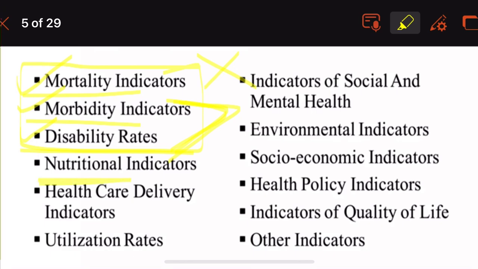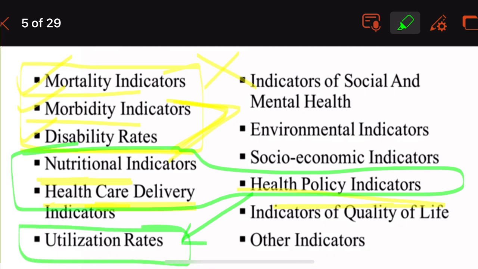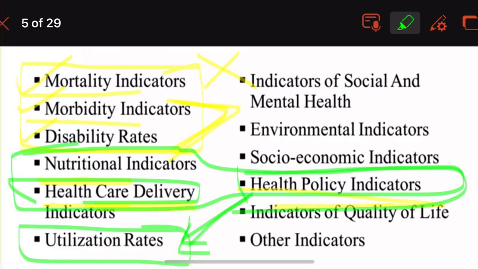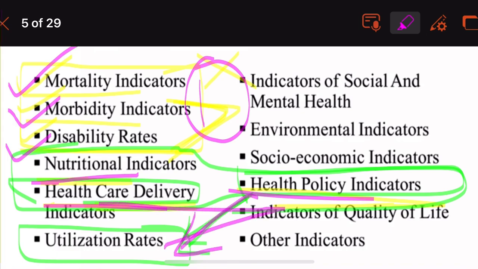Now nutritional indicator, healthcare delivery, health policy. These three you can remember: nutritional, healthcare, health policy. Now how are you utilizing the health policy indicator? Utilization. So there is healthcare delivery, there is health policy. How well is the utilization? So guys, how can you remember? The first three you can remember: mortality, morbidity, disability. Then we move on to nutrition, healthcare delivery, health policy. And how is the utilization of all of these, you can remember.